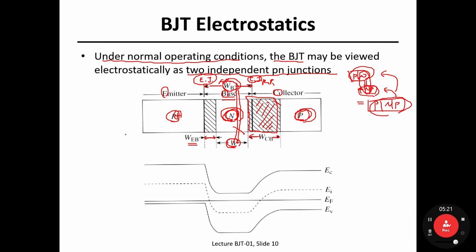Now along the x direction, let's draw the energy band diagram. Under normal operating conditions, that means the emitter base junction is forward biased and the base collector junction is reverse biased. Can you draw the energy band diagram along the x direction? That's very simple. Again, this PNP BJT is divided into two different parts: PN, emitter base, and another one, base collector. You simply draw the energy band diagram for each PN side and then combine them together. That's it.